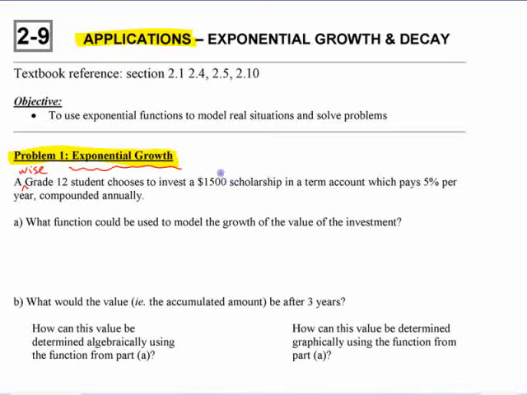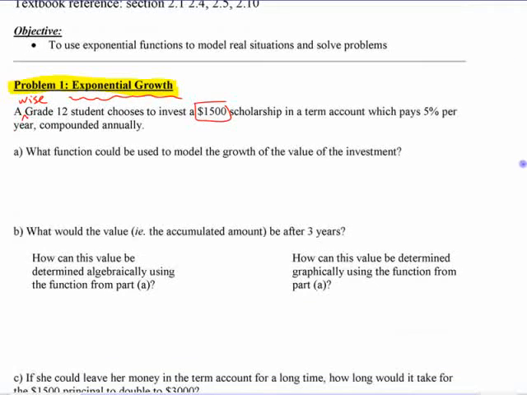So we have our wise grade 12 student investing $1,500 in some term account which pays 5% compounded annually. We're going to write a model. This is mathematical modeling of a real situation. Our model function is going to be exponential. What's happening with this? Every year you're getting 5%. So you're starting with, I'll write it up here, 1,500. After 1 year, what are you multiplying it by?